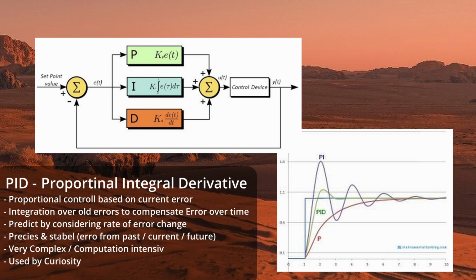And then the third part, where we can look into, is we can predict what our error could be by considering how the rate of error changes right now. This is very precise and stable, but also even more complex and power intensive than the previous one. In the end, this is the system you want to go to for current rovers.